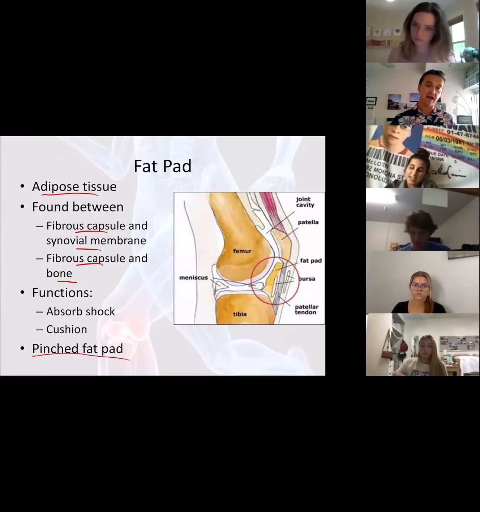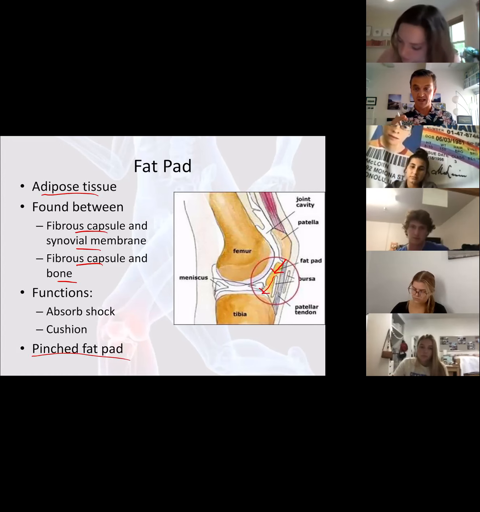A pinched fat pad can be a pretty painful injury in the knee, somewhat of a common injury, where your patella comes down right here and pinches your fat pad against your tibia, and it inflames it, and it makes it really, really painful and kind of hard to move your knee.